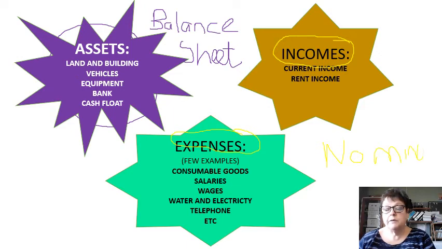I'm trying to write with this mouse, can you see? Right, are you fine with this? So assets together with capital and drawings are in the balance sheet section. Incomes and expenses are in the nominal section.